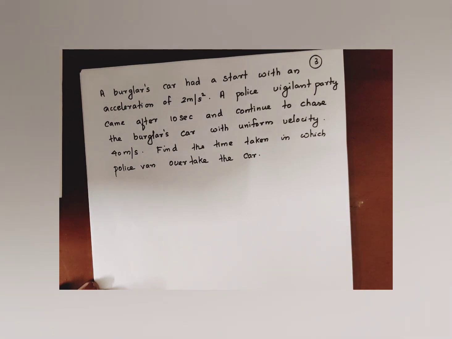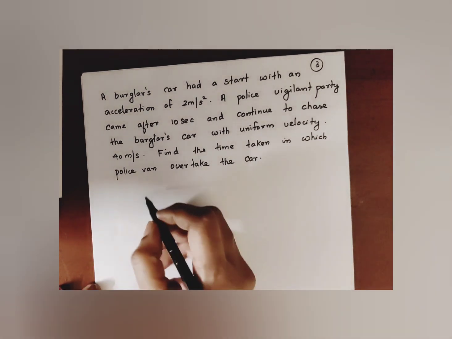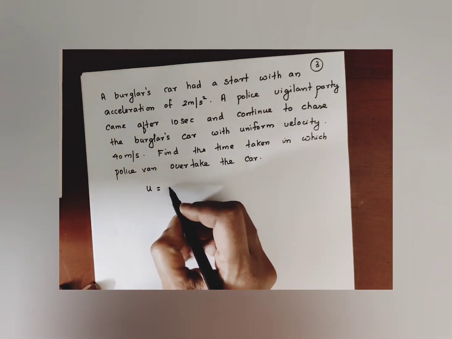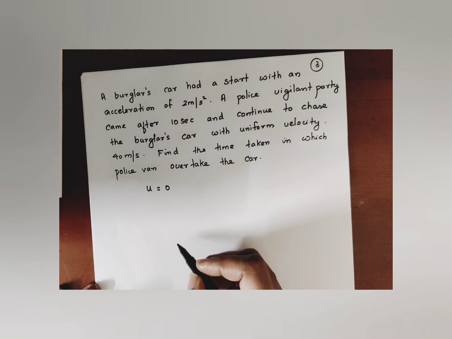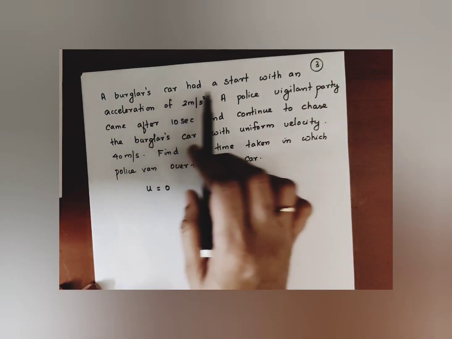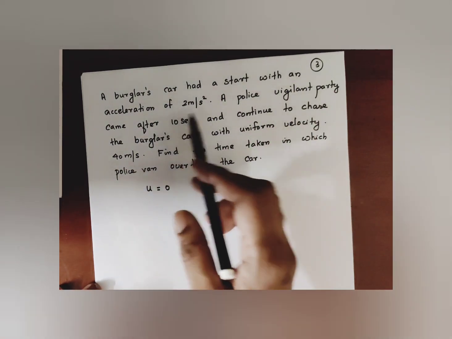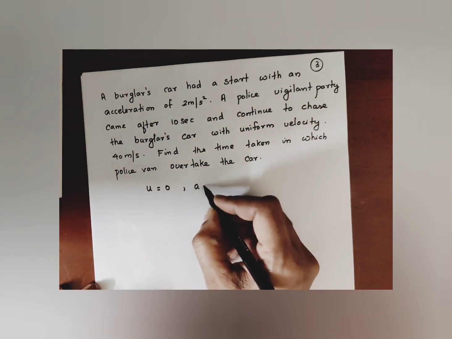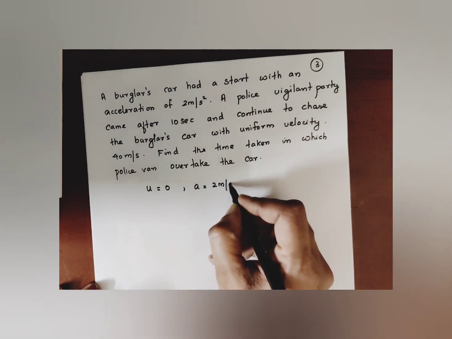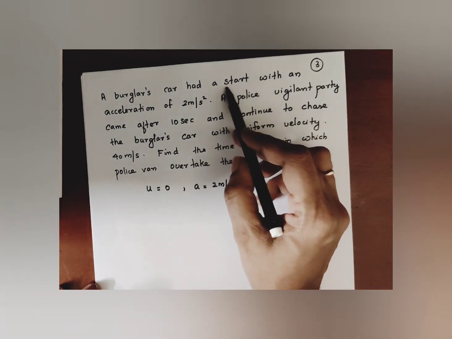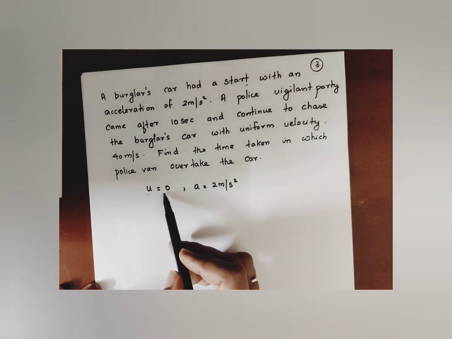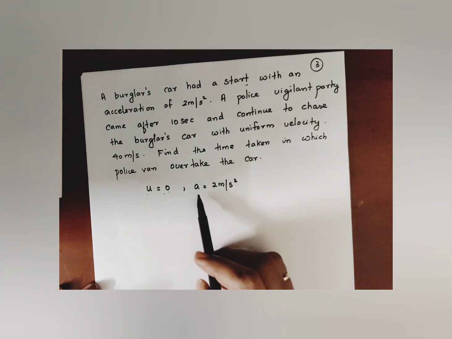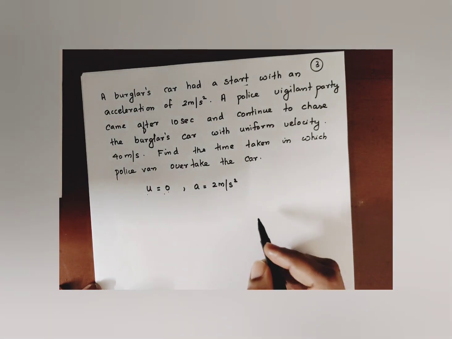So here we are assuming the initial velocity of the burglar's car. Initial velocity of the burglar's car is taken as 0, because the burglar's car had a start with an acceleration of 2 meter per second squared. So initial velocity is assumed as 0 and acceleration is 2 meter per second squared. This is why we are taking initial velocity as 0, because the car had a start.